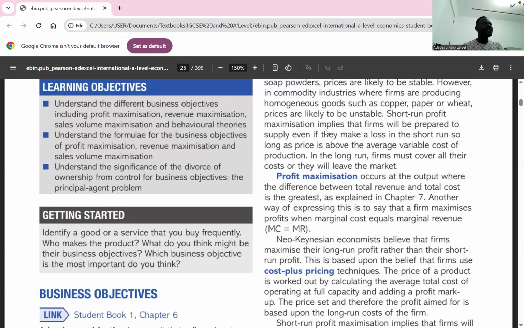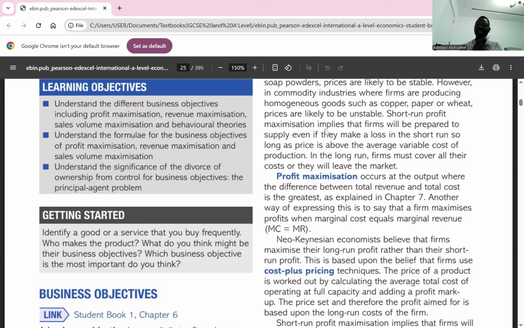That will always put them in an advantageous position to always maximize profit. But according to Keynesians, they believe adjusting price will bring about damage to the firm in the market. So neo-Keynesian economists do not agree with short-term profit maximization.